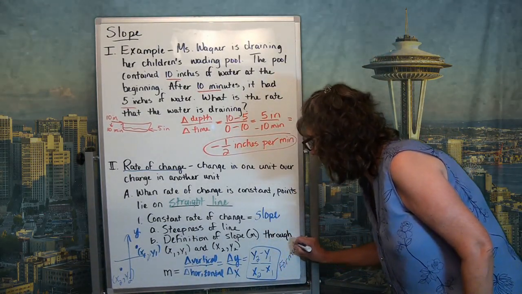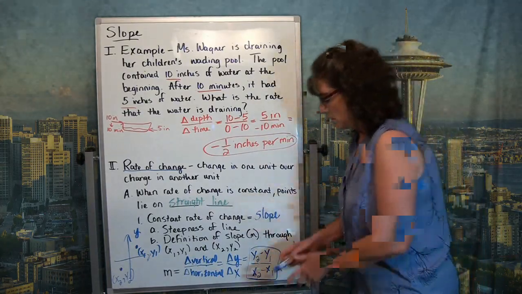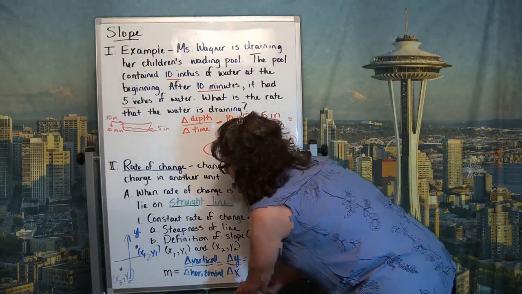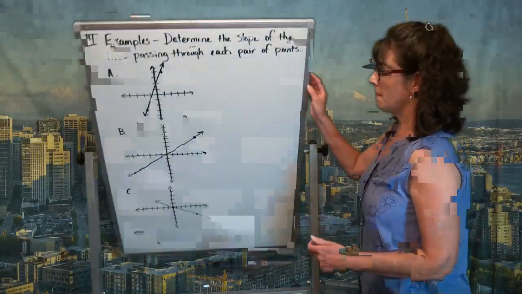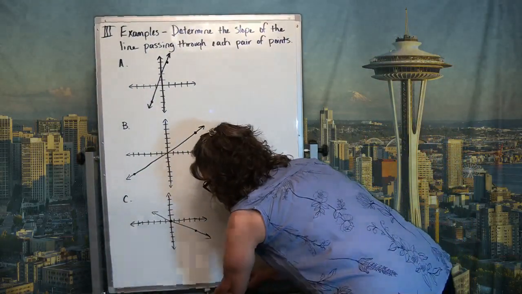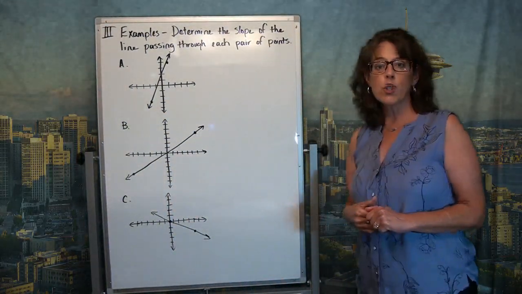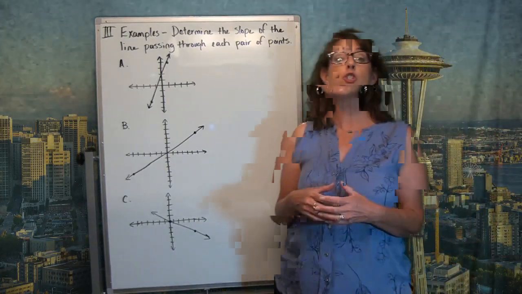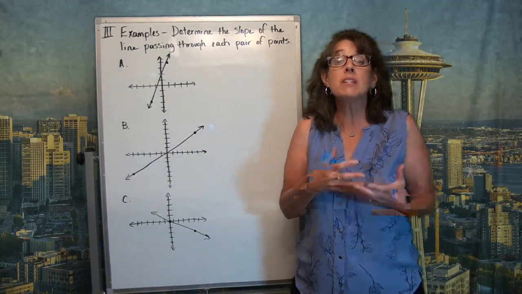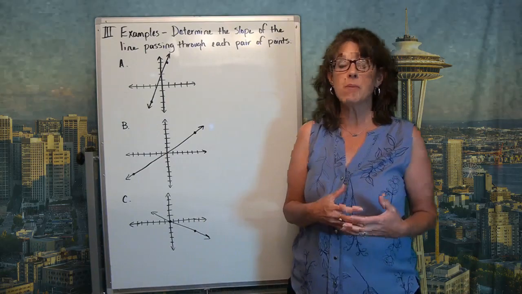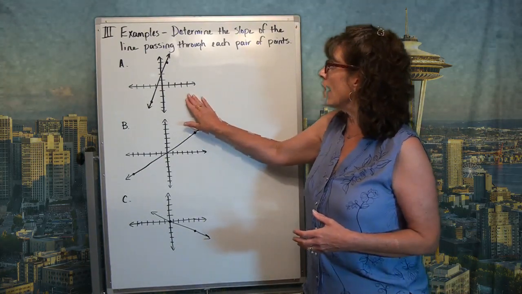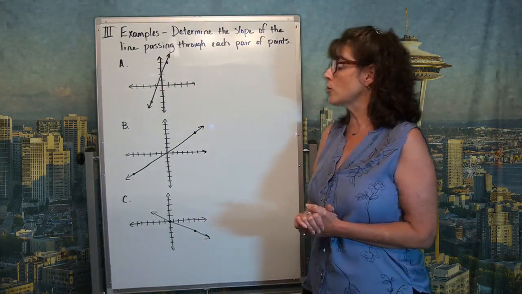Now, let's take a look at some examples so that we'll get really good at this. And what I have here is 3 examples where we've got lines on the 2D coordinate plane. We need to figure out the slope for that line. And remember, the slope tells me the tilt of the line. It tells me the steepness of the line. So I'm going to figure out the slope of the line passing through these points.